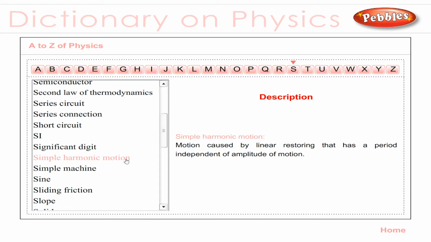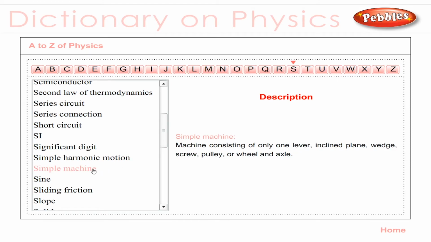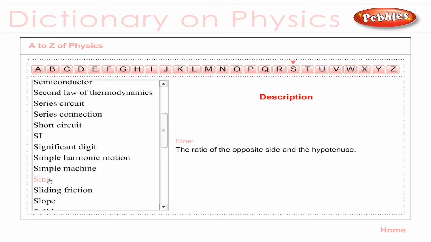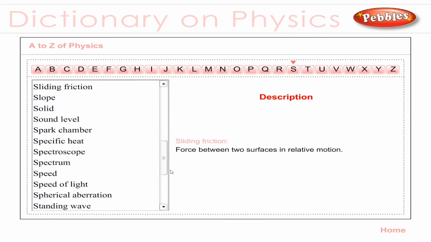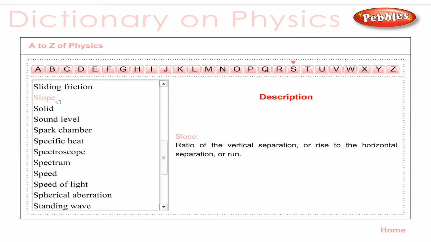Simple harmonic motion. Motion caused by a linear restoring force that has a period independent of amplitude of motion. Simple machine. Machine consisting of only one lever, inclined plane, wedge, screw, pulley or wheel and axle. Sine. The ratio of the opposite side and the hypotenuse. Sliding friction. Force between two surfaces in relative motion. Slope. Ratio of the vertical separation or rise to the horizontal separation or run.